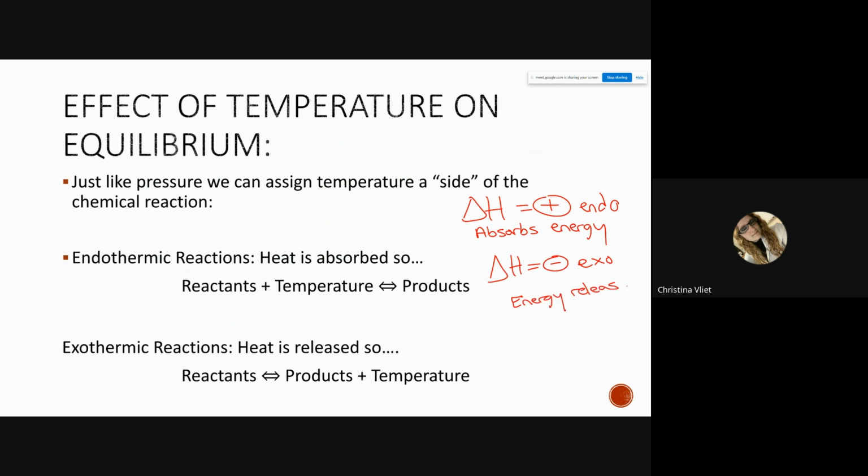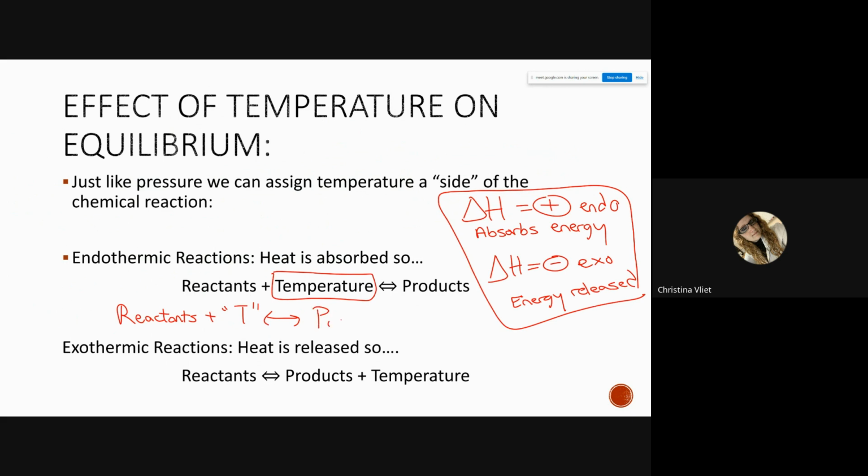And so we use this idea to help us, just like with pressure where we assign the side of the reaction, for temperature we're going to do the same. If we have an endothermic reaction, this means that heat is going in. So we do reactants plus, you can even say energy instead of temperature, right? But how it was taught to me is we just put a letter T there. So our altering of temperature is going to be on the reactant side because energy is going into that reaction. And then that's going to get us to product.